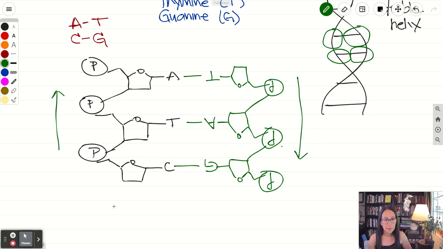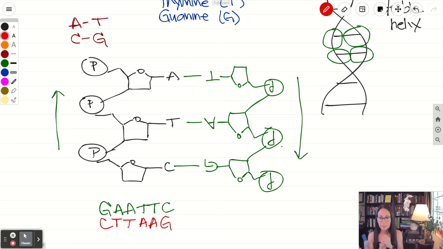So for example, if I said that I had a DNA sequence of G, A, T, T, C, and I asked you, what is the complement side of this DNA? You would be able to tell me that G goes with C, A goes with T, A goes with T, T goes with A, T goes with A, C goes with G. So this would be the full double helix. Okay, so that is DNA.